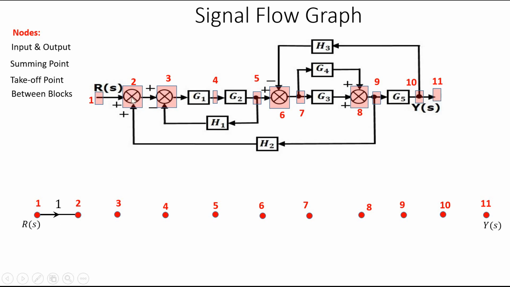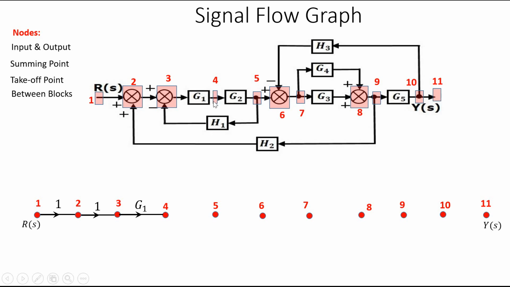From 2 to 3 also there is only a connection between these two summing points, no gain. So we can simply connect with the direction from 2 to 3, signal is flowing from 2 to 3, and gain will be 1. Next, from 3 to 4, there is a gain G1, and the flow is from 3 to 4. So we have to mark the gain G1.